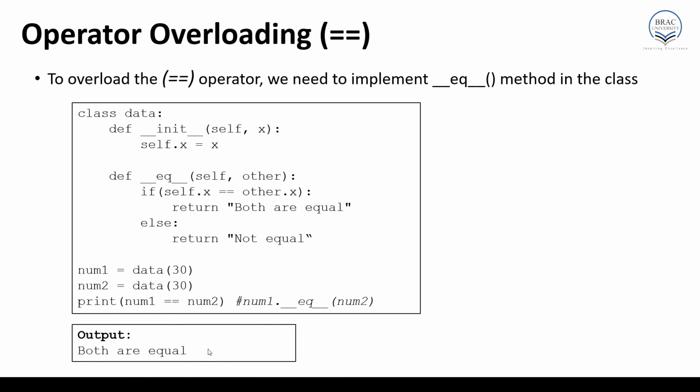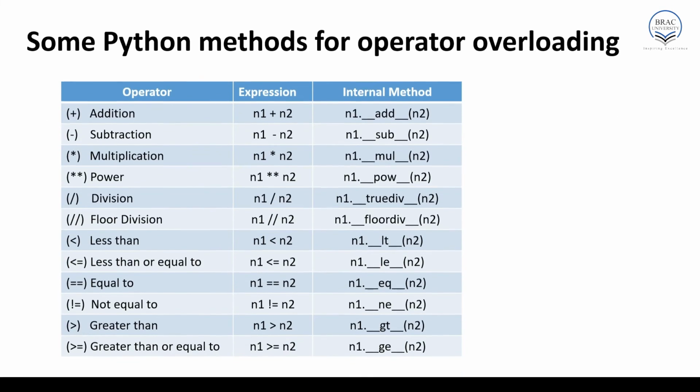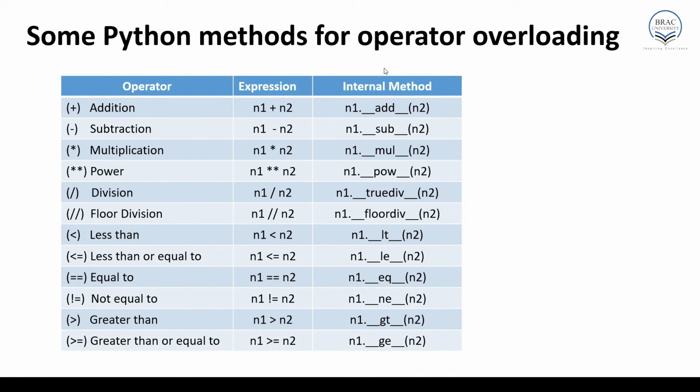We have seen a couple of examples of operator overloading, like less than, plus, and greater than. There are some other methods also. Just see some other Python methods to overload the operator. We can also add, subtract, multiplication, power, division, floor division, less than, etc. We have so many methods to overload.